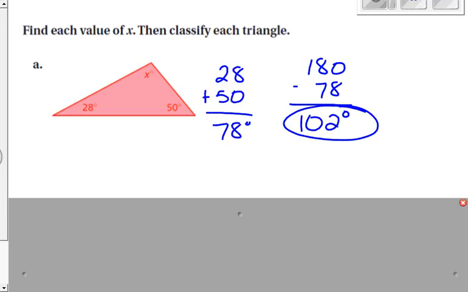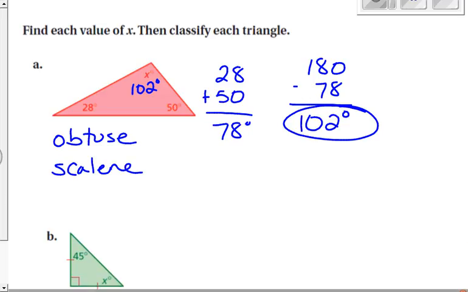So we have an angle of 28, an angle of 50, and an angle of 102 degrees, which we just found. So we know that 102 is bigger than 90, so it is going to be an obtuse triangle. We also know that none of the angles are the same, so that means none of the sides are the same, so it is going to be scalene.